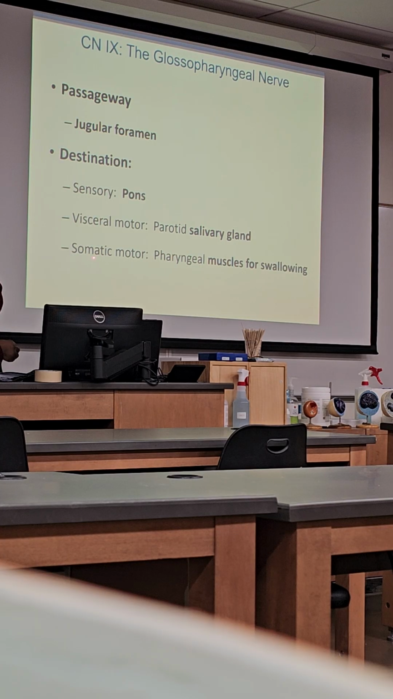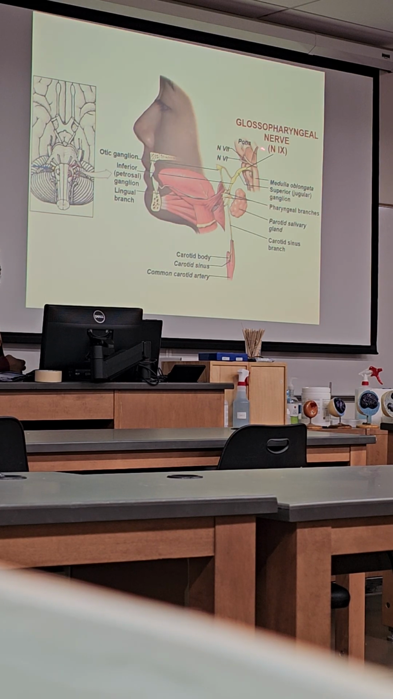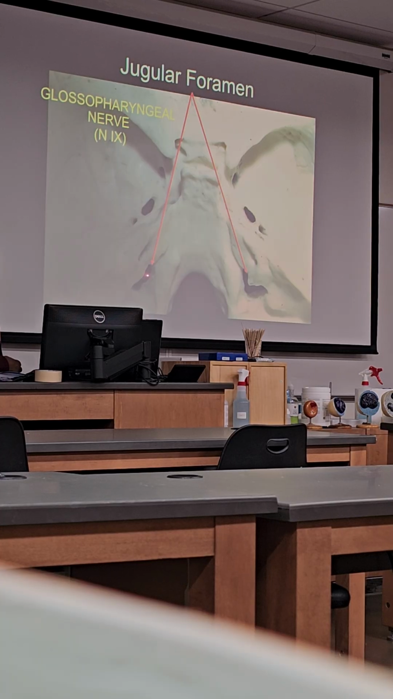And then our control of the muscles for swallowing. Now that's skeletal muscle. Okay, that's smooth muscle and skeletal muscle, visceral organs, somatic the body, skeletal muscles, organ muscles, all innervated by glossopharyngeal. Cranial nerve 9. So there he is. And his branches going to where they need to go. Salivary glands, the tongue, and there's his passageway, jugular foramen.